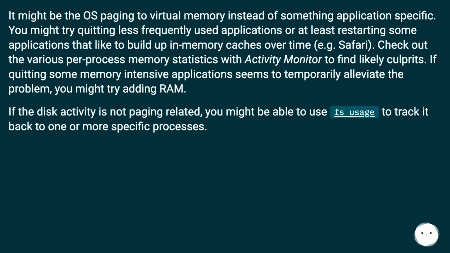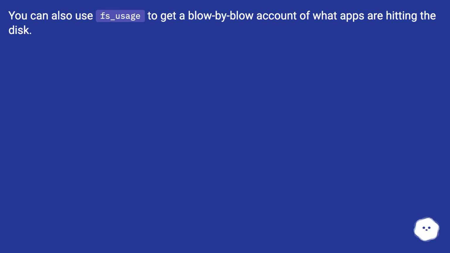If the disk activity is not paging related, you might be able to use fs_usage to track it back to one or more specific processes. You can also use fs_usage to get a blow-by-blow account of what apps are hitting the disk.